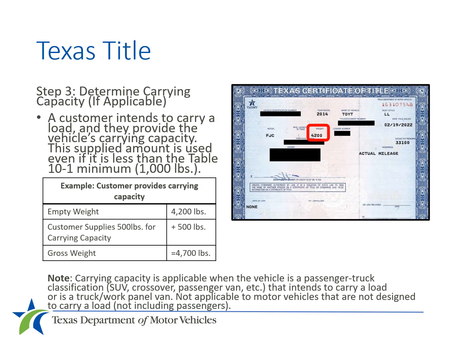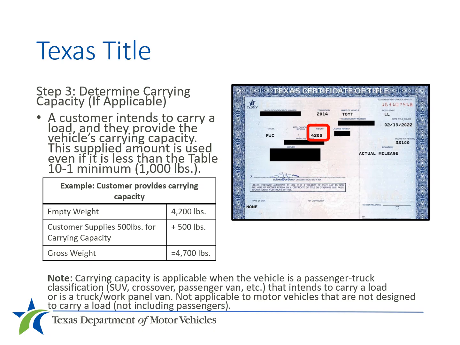In the example shown, the vehicle is a 2014 Toyota FJ Cruiser, which is an SUV. In this example, the dealer or county will need to ask the customer if they intend to carry a load on the vehicle that does not include passengers. The answer provided will determine how to proceed. For our example, the customer has stated that they intend to carry a load in their FJ Cruiser. Because of this, a carrying capacity is required.